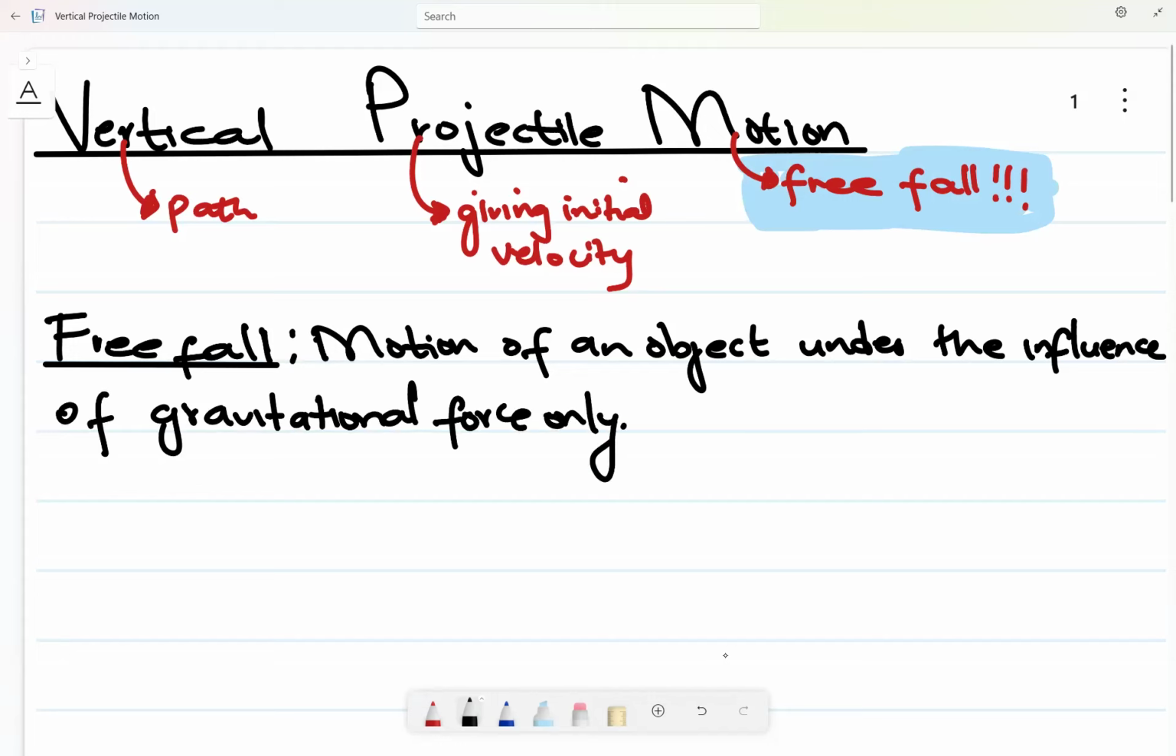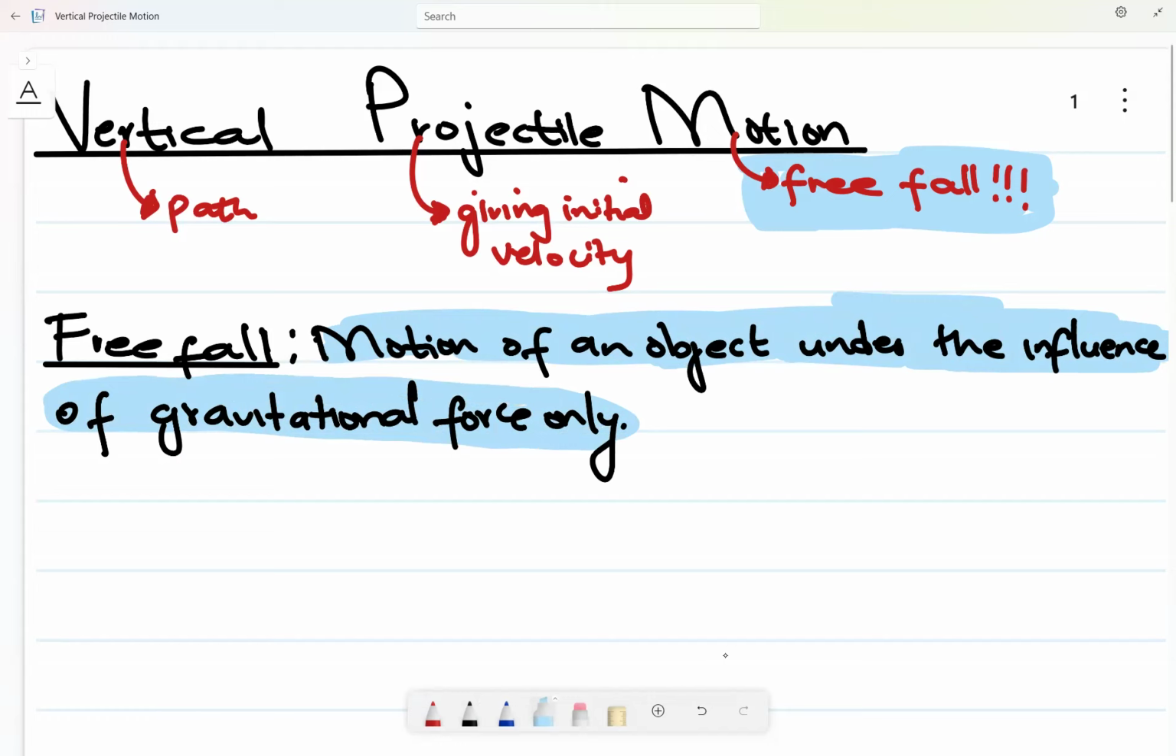What do I mean by that? Remember, I said free fall is the type of motion that you'll be dealing with. Free fall is the motion of an object, very important, under the influence of gravitational force only. It means that the object we'll be talking about will be under the influence of gravitational force only. What do we mean by that?